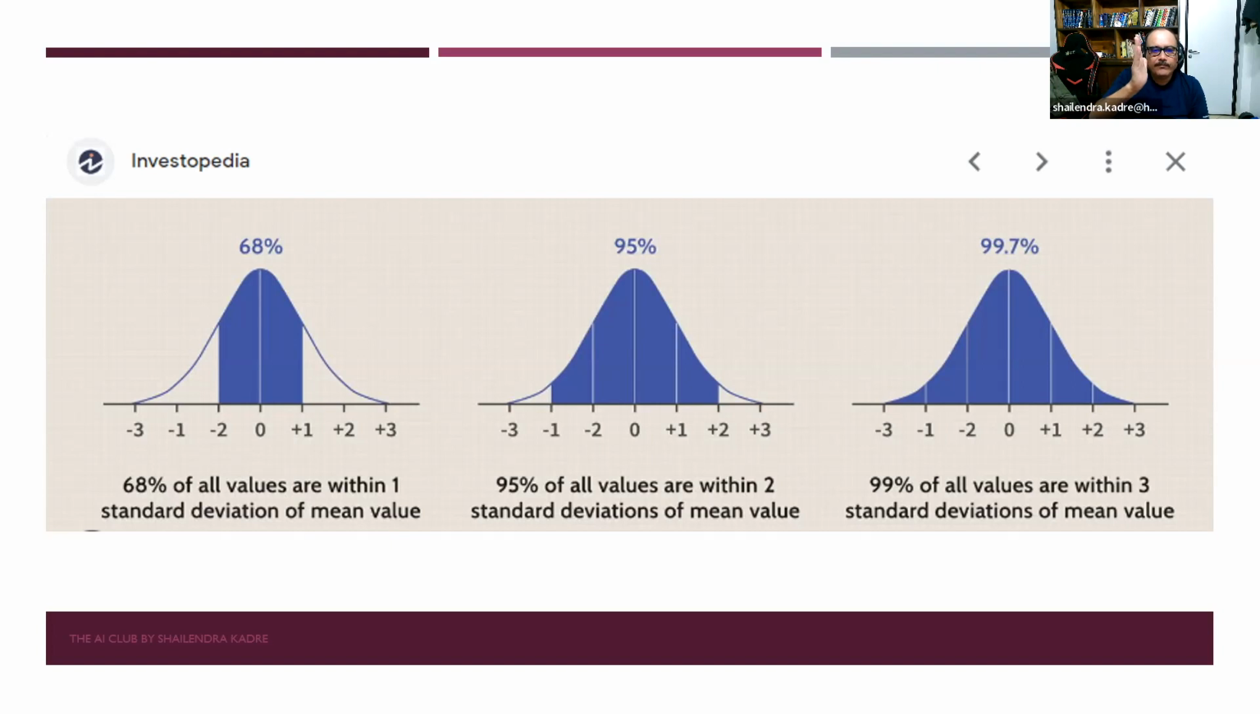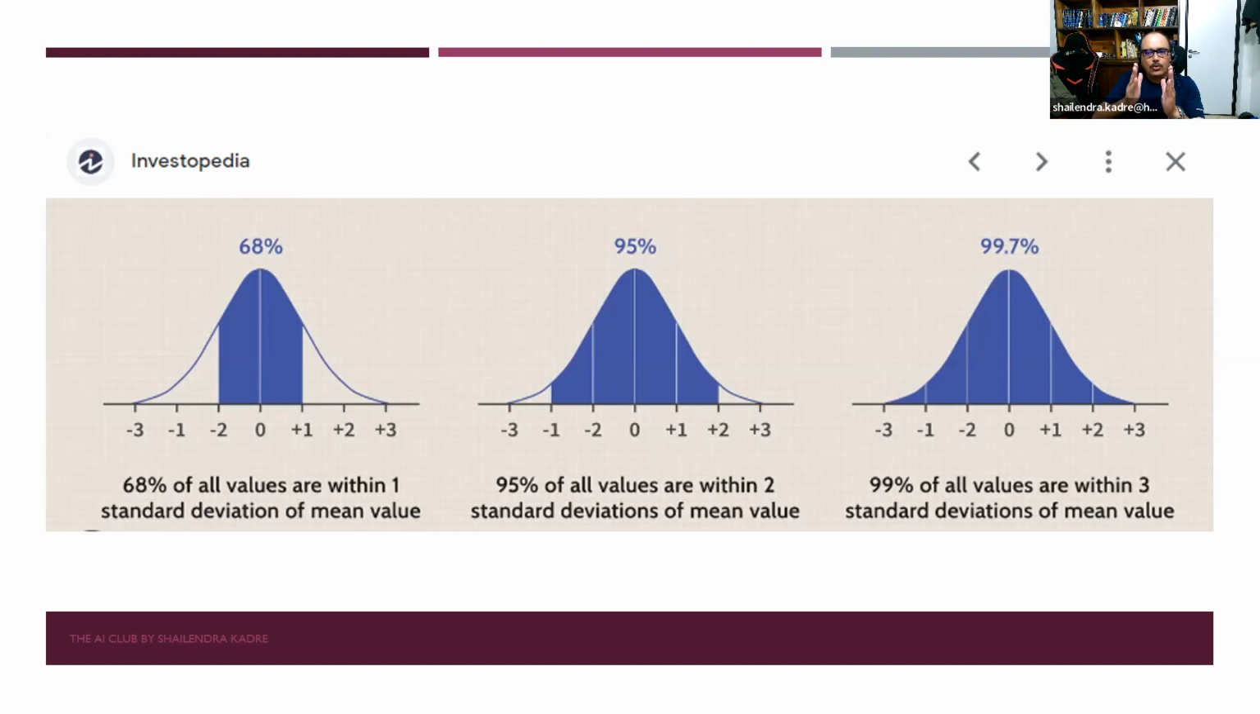So between minus 1 and 1 standard deviation, from the 0 mean, if I go right-hand side one standard deviation and left-hand side one standard deviation, that's where my 68% of the data lies. That's where my 68% of the data lies.